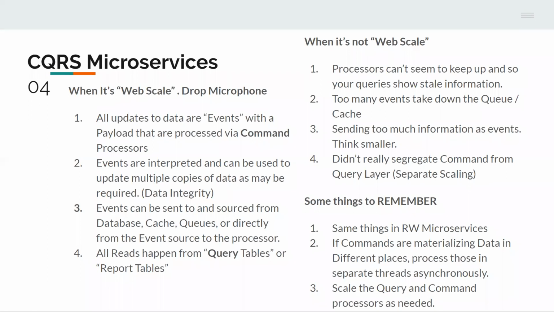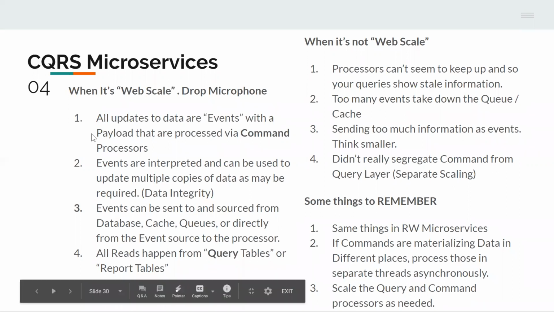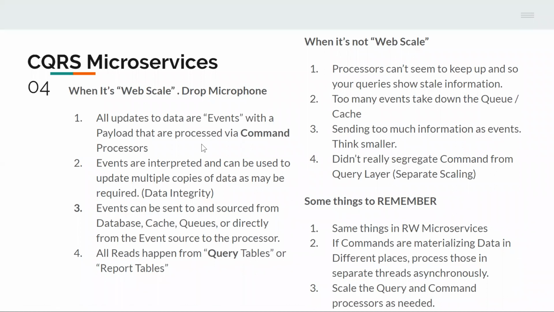And you can basically drop the microphone and be like, this is how we're going to scale, right? How are we going to scale it? CQRS microservices. All updates to data are events with a payload that can be processed with command processors. So if you imagine the new tools that are out there, like containers and serverless functions, that's how they work, right? You're publishing an event, and the command processor, which could be written in Lambda or Azure Functions or Kubeless, which is a Kubernetes serverless function, could take the data and write it into Cassandra. And that could be happening on 1 million events a second.